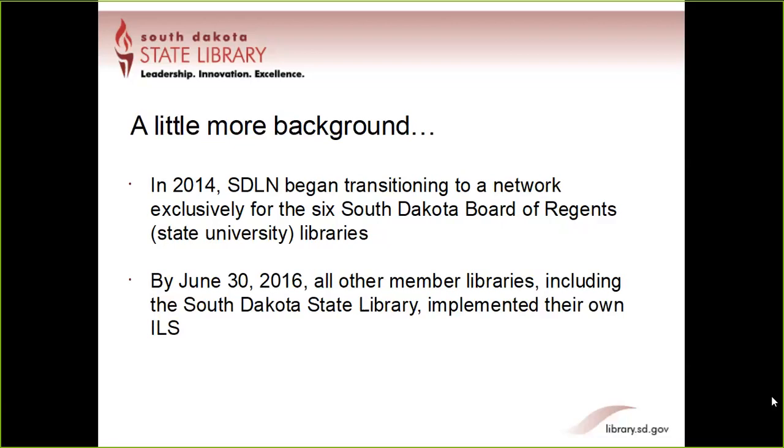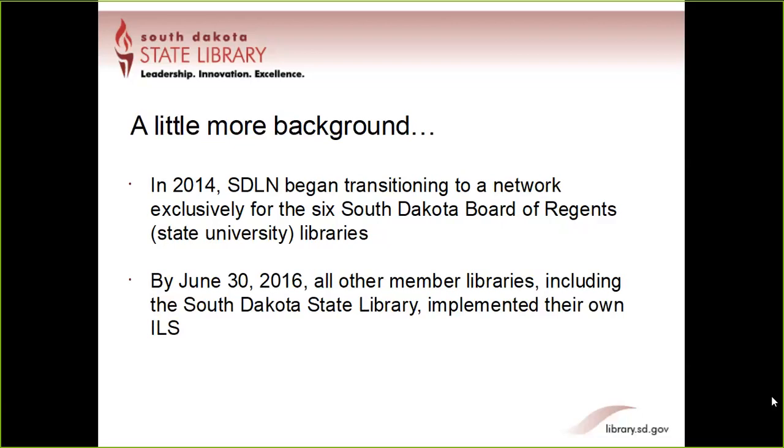And what ended up happening was the Board of Regents, which includes the 6 state universities in South Dakota, and since they were the big heavy hitters in the network, they decided that they were going to go off together and have a consortium for just the Board of Regents libraries. And then the remaining member libraries needed to find a new integrated library system. And they put a date on that of June 30th of 2016.